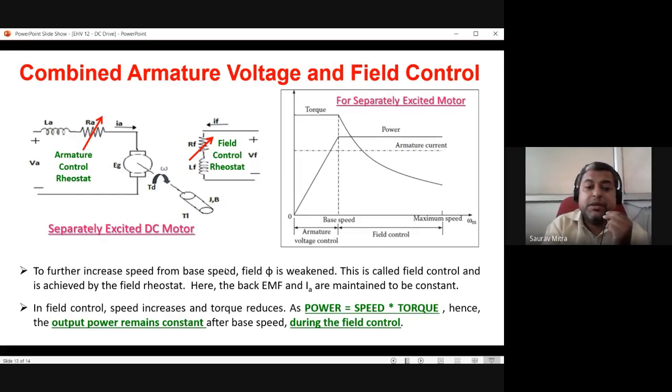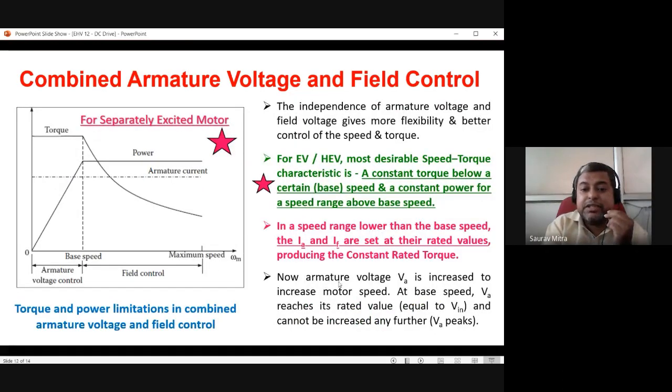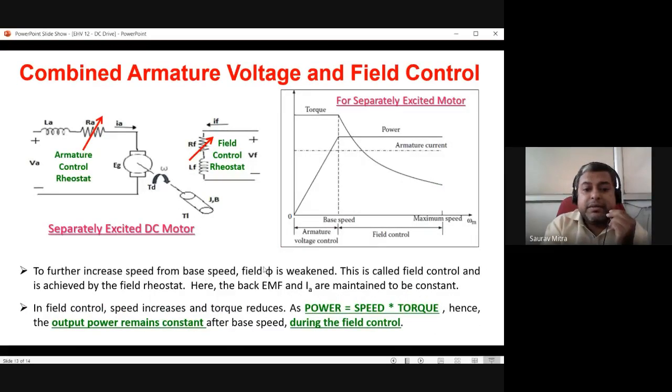So to further increase the speed from the base speed, this is the field control part, and in the previous slide we have shown the armature control part. So above base speed, the phi is weakened. This is called field control. How can you weaken the phi? By adding resistance in the field circuit. So this is achieved by field rheostat, hence the back EMF and IE are maintained constant. In the field control, speed increases and torque reduces as power is equal to speed into torque. Hence, the output power remains constant after base speed during the field control. So you can check here, in the field control, the power is remaining constant. In the armature control, torque is remaining constant.